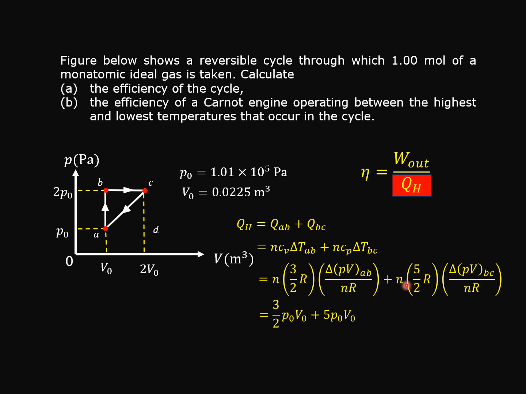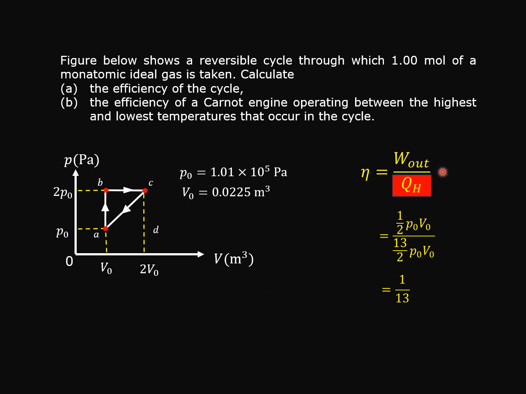After canceling out this nR, then it remains 5 over 2 times 2 P naught V naught. But this 2 and this 2 cancel out. So that means we have 5 P naught V naught. That means now we have this QH equal to 3 over 2 P naught V naught plus 5 P naught V naught. Then we get 13 over 2 P naught V naught. This is QH.